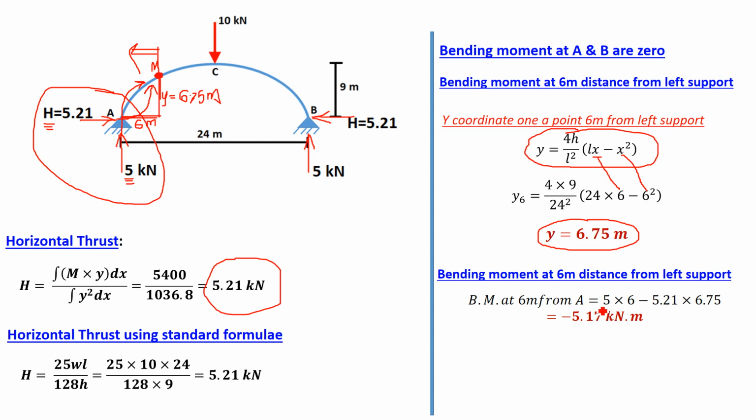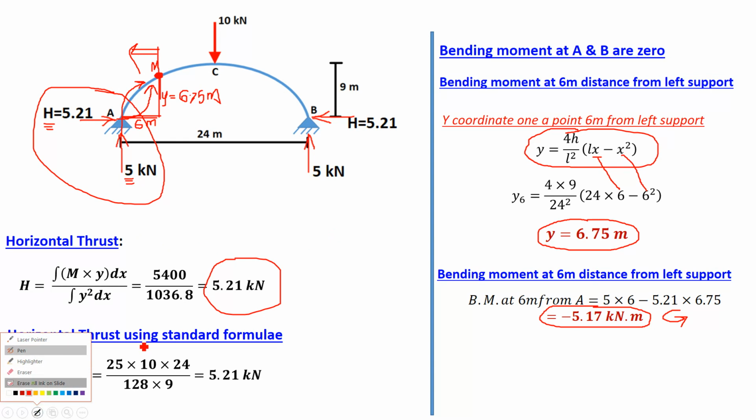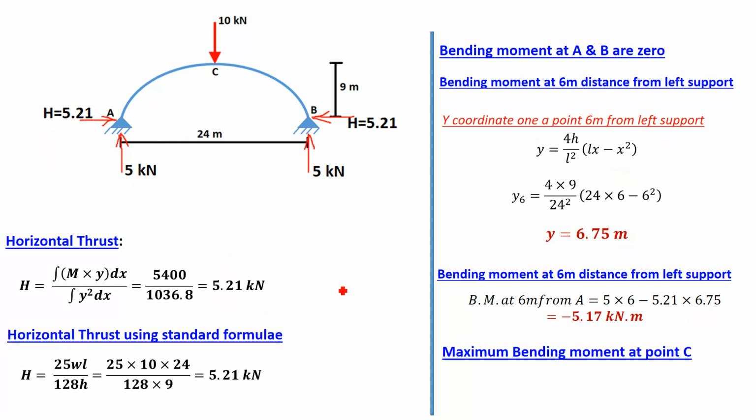So the answer is coming 5.17 kilonewton meter. If the answer is coming minus, it means this moment is anti-clockwise, because we have considered clockwise as positive. So this is the second unknown, the bending moment at 6 meter from the left support. Now there are two more unknowns, normal thrust and radial shear.